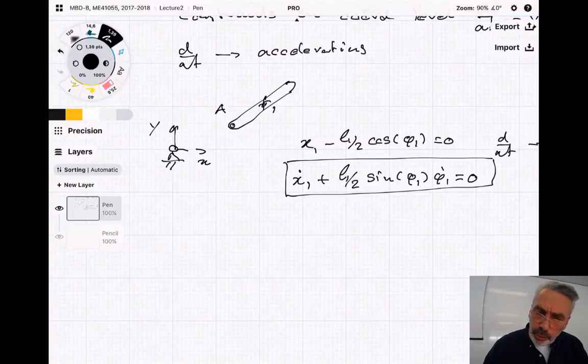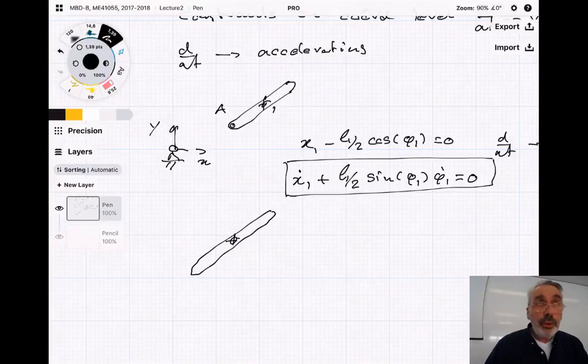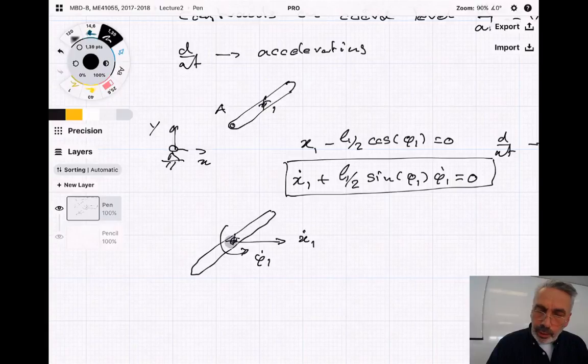So let's draw the figure again. So we have the body here. And we can draw a horizontal arrow here and call that x dot 1, right? And we can draw an angular thing here and say phi dot 1. And if this distance is L1 over 2, then I know relative to this point, the velocity of this point is phi dot 1 times L1 over 2, right?